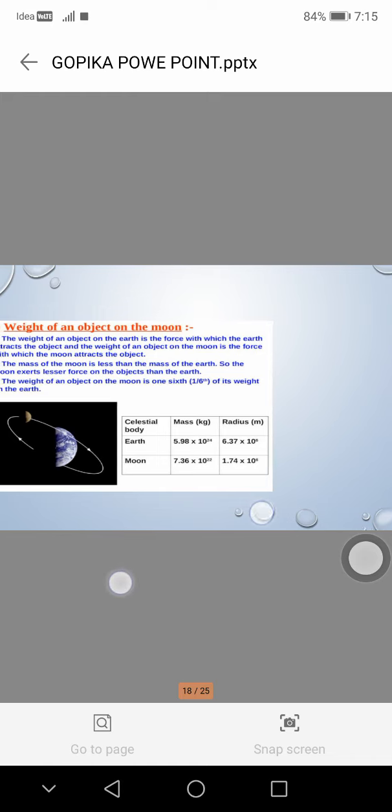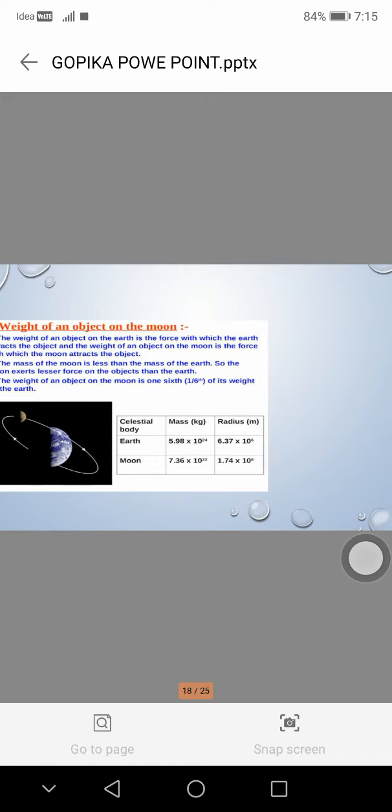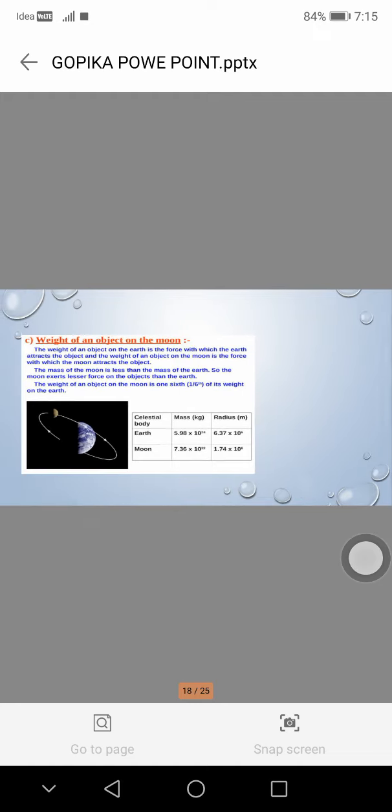So this is earth's mass in kg and radius. Earth is 5.98 × 10^24 kg, whereas moon is 7.36 × 10^22 kg.